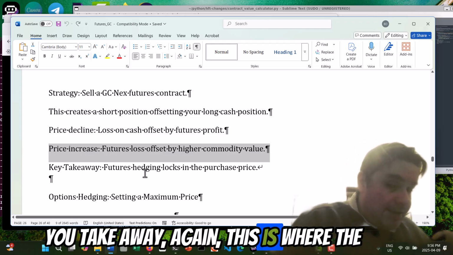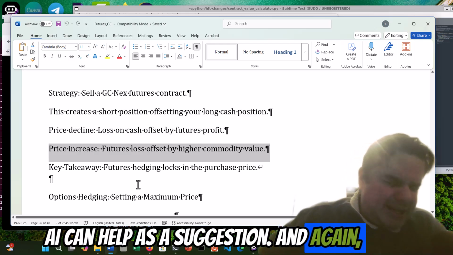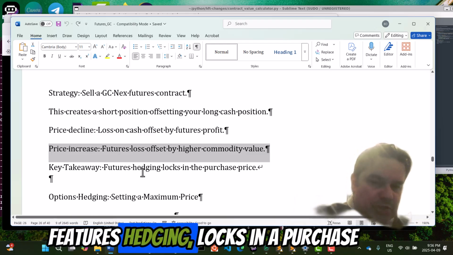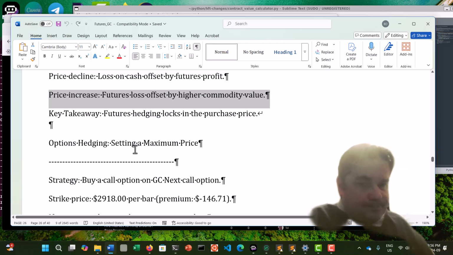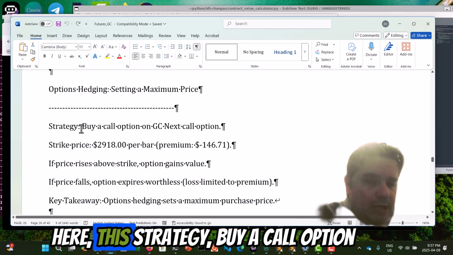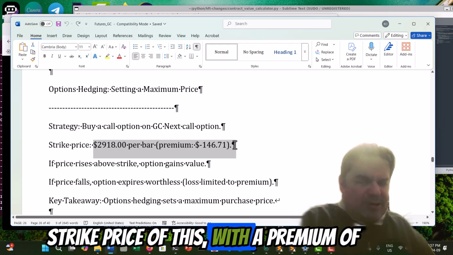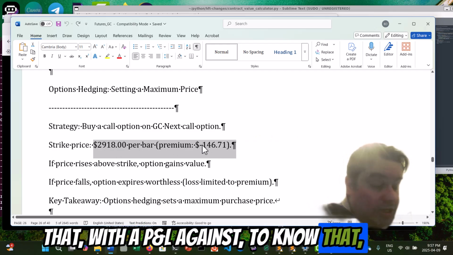Key takeaway again, this is where the AI can help as a suggestion, and again, it can be dynamically generated as a framework to work from. Futures hedging locks in a purchase price. So if we set options hedging, setting a maximum price here, this strategy is to buy a call option on gold. Let's say you have a strike price of this with a premium of that, with the P&L against it.